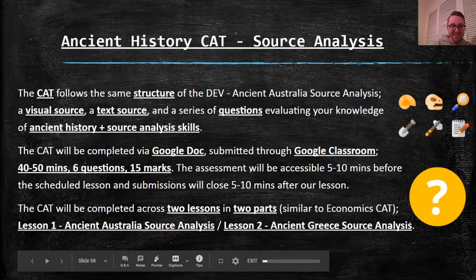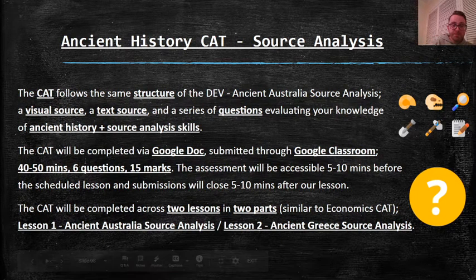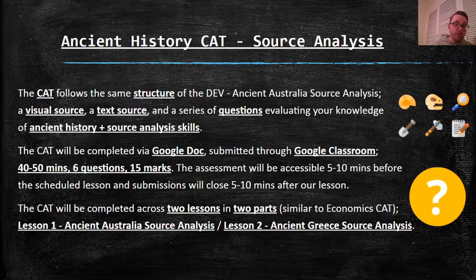There we go. So the CAT will be a visual source, text source, and then a series of questions evaluating not just your knowledge of ancient history, so what we've looked at in ancient Australia and ancient Greece, but your source analysis skills. The CAT will be completed, again, just like the dev, via a Google Doc. So you'll go into Google Classroom, into assignments, 5 or 10 minutes before your scheduled lesson starts, it will appear. I've scheduled it to pop up in your Google Classroom newsfeed. And you've got one full lesson to complete the CAT.